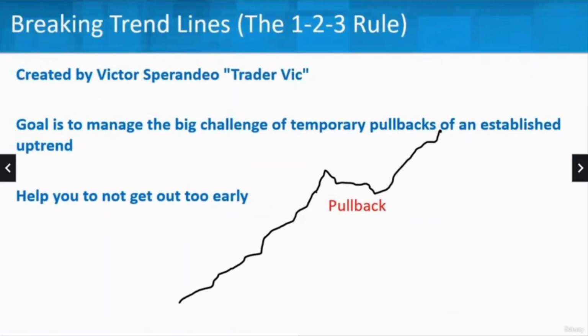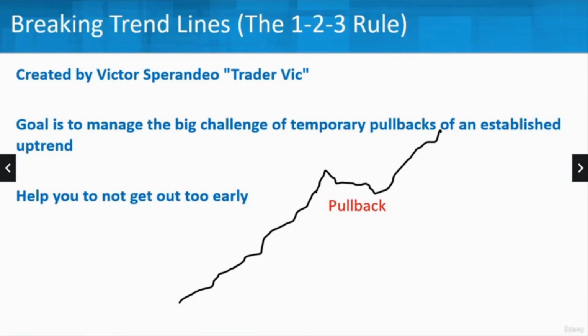There are also some interesting rules out there, or different ways you can approach it too. Beyond this, that's the core part. One interesting one is the 1-2-3 rule. It was created by Trader Vic, a famous trader, and author as well. And the whole point of this is, the goal is to manage a big challenge of these temporary pullbacks.